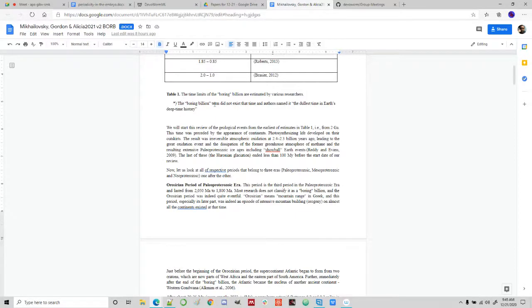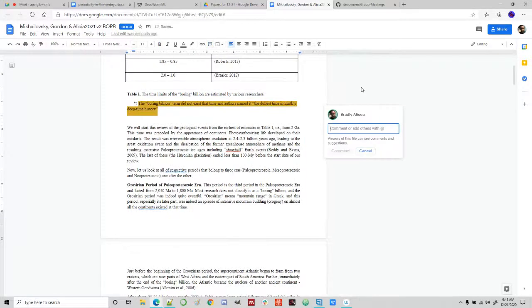So the boring billion term did not exist. It's basically the dullest time in Earth's deep history. I think it refers to a lack of fossils. But people have been finding some fossils in that period, which is literature we'll have to find. I'm going to make a note here.